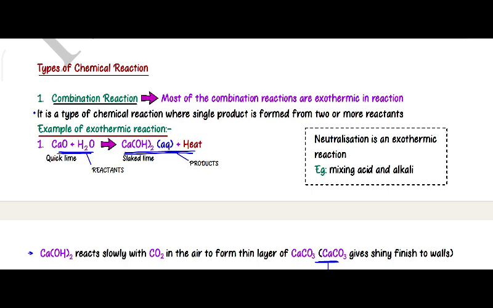Ca(OH)2, slaked lime, calcium hydroxide aqueous, plus heat. These both are products. Neutralization is an exothermic reaction. Example, mixing acid and alkali.